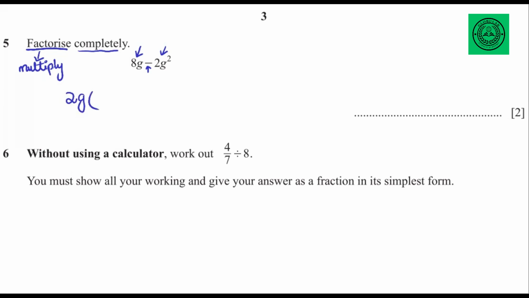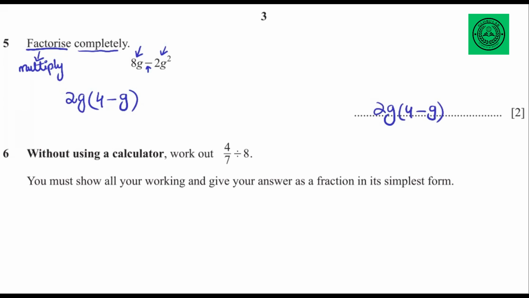So we will be left with 4 minus g. So we have 2g into 4 minus g. So just taking out these two, a number and a letter common, we can gain 2 marks out of this.